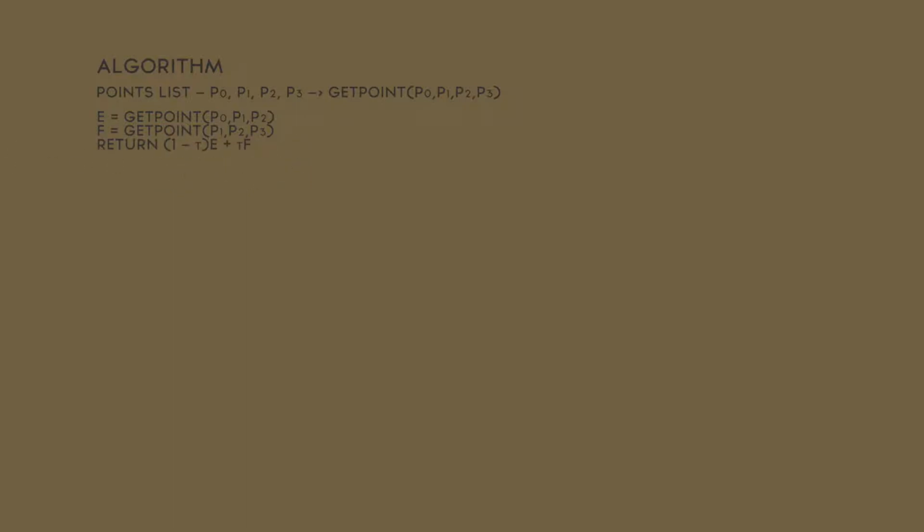So now we're back on the main stack where we had all of our points in that list, and we only have 2 points as a result. Lerping between 2 points gives us 1 point, and that's our end result, and that's what we're looking for. So we just lerp between E and F, and that is our end result.